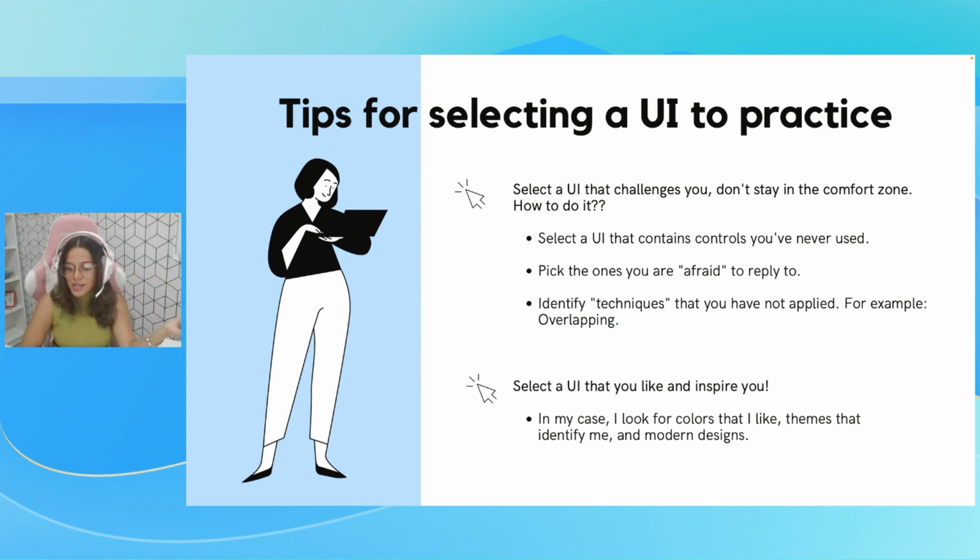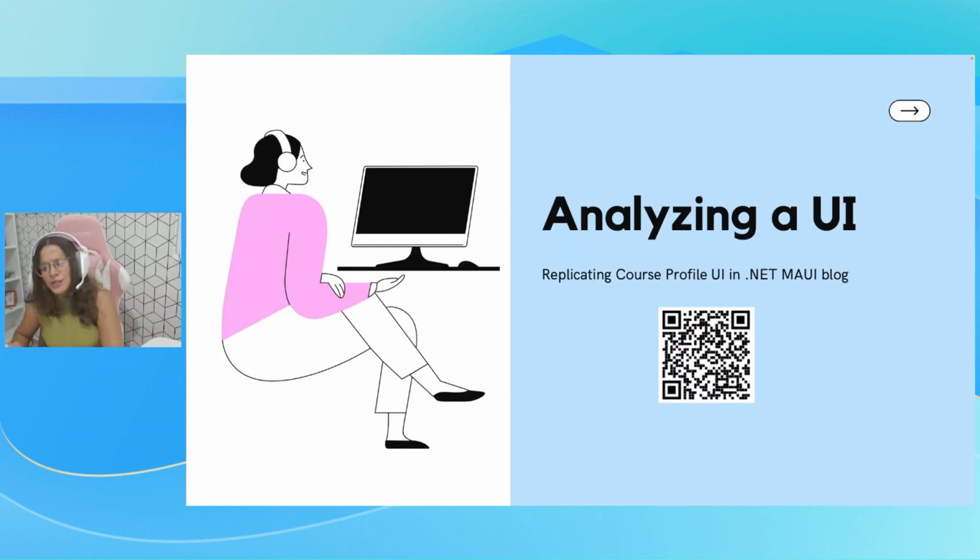And the second tip, the better one for me, is that you have to select a UI that you like and that inspires you. For example, in my case, I look for UIs that have colors that I love. For example, I used to find some UIs that have pink, blue, or purple colors. And besides that, I used to select themes that identify me. It's too important. And of course, with modern designs. So, keeping in mind these previous points, I want to start.